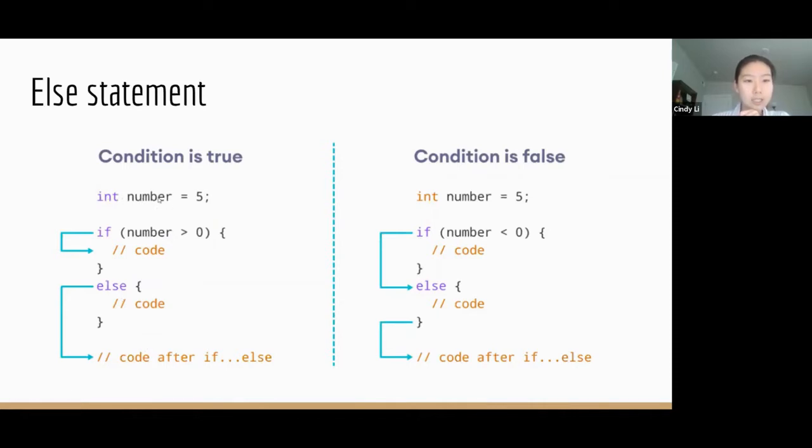And let's take a look. Int number equals 5. 5 is greater than 0, so we do what's in the first orange line. And then we skip else and move on to the third orange line.